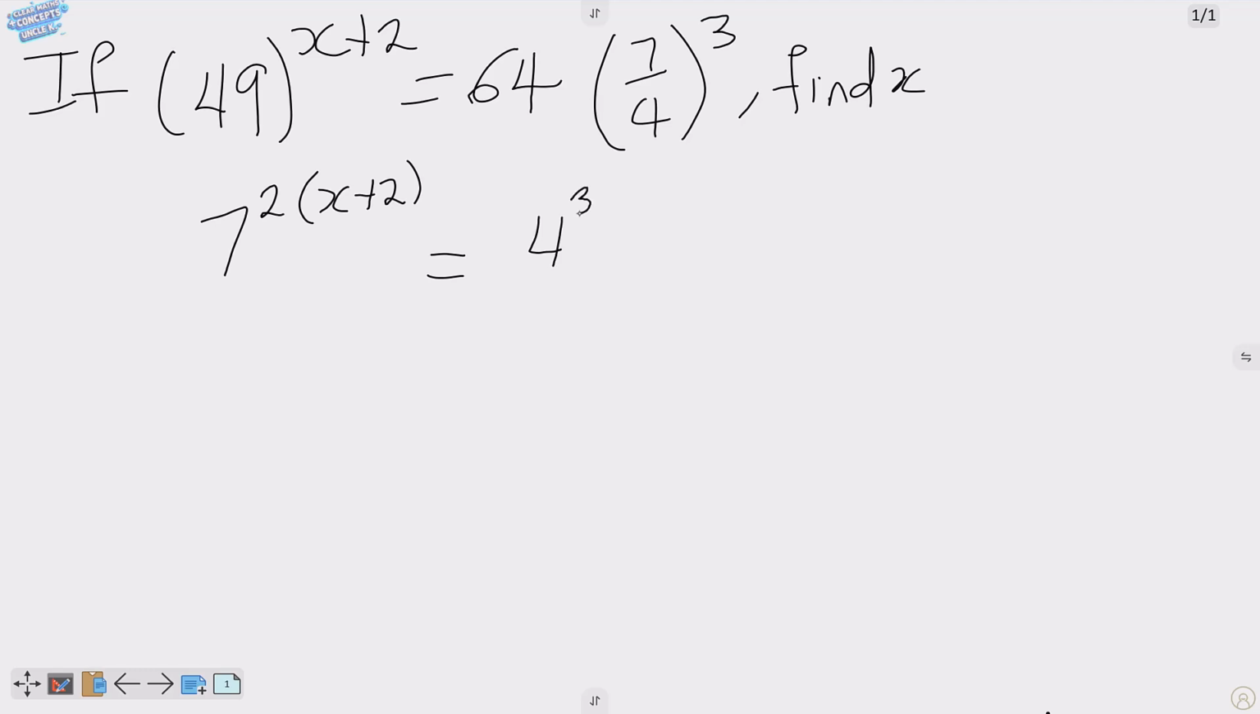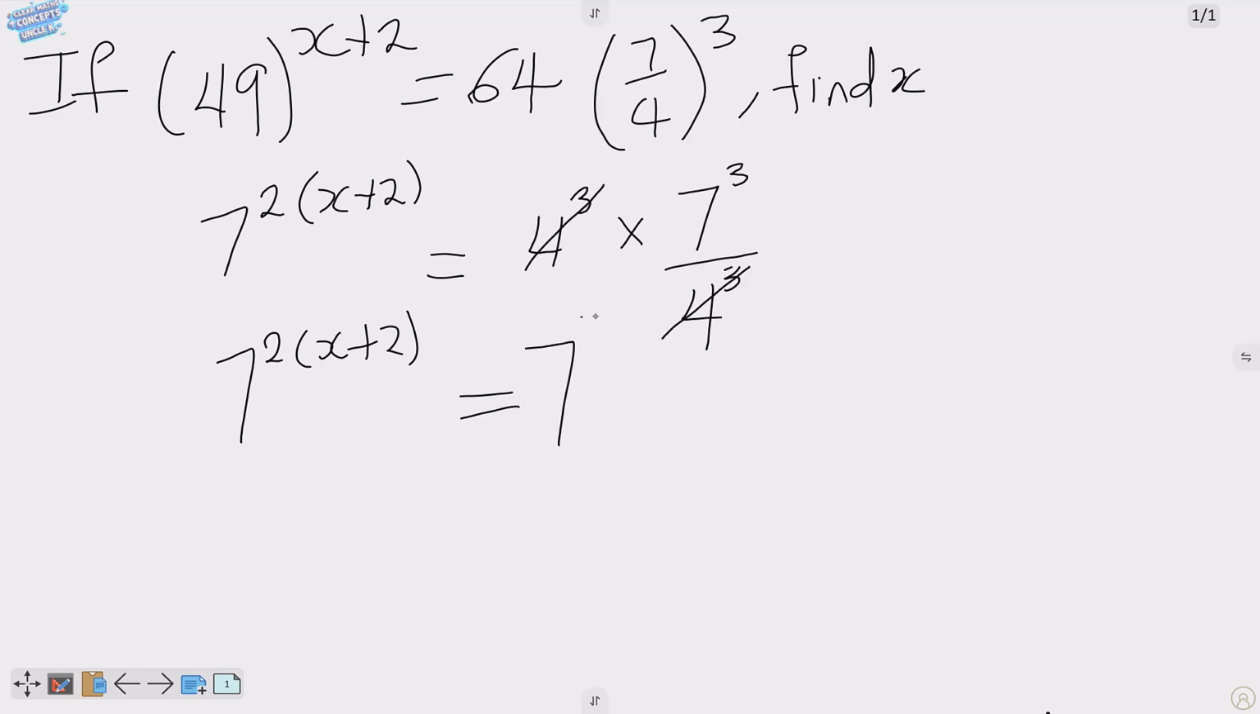Okay, so we have times. So in this case, you open the bracket. So you have 7 raised power 3 over 4 raised power 3. So this is why we are using 4 raised power 3. So this, you cancel this. So you have 7 raised power 2 into x plus 2 equals 7 raised power 3. So now you can equate the power because the bases are the same.